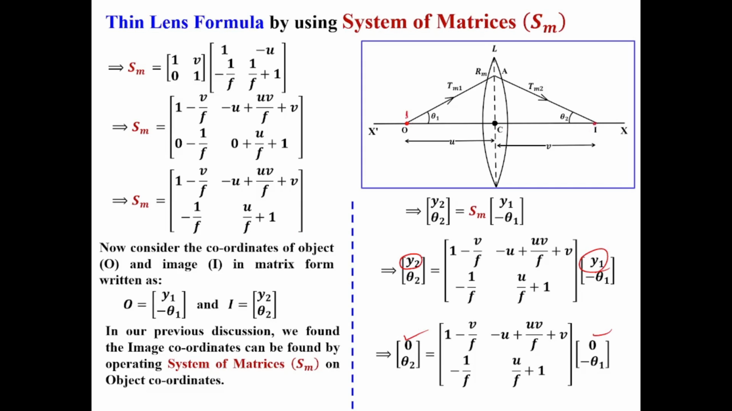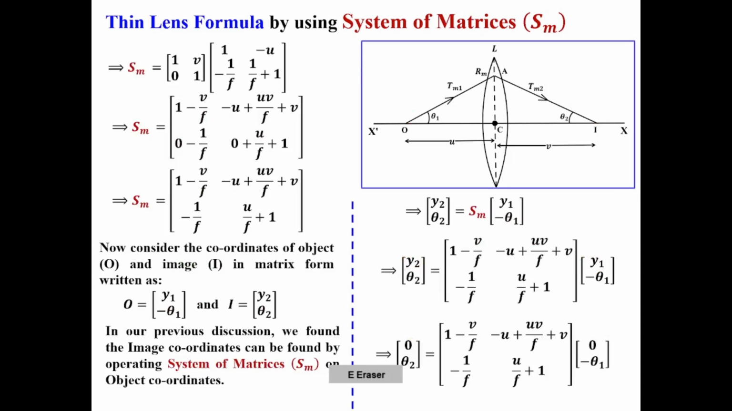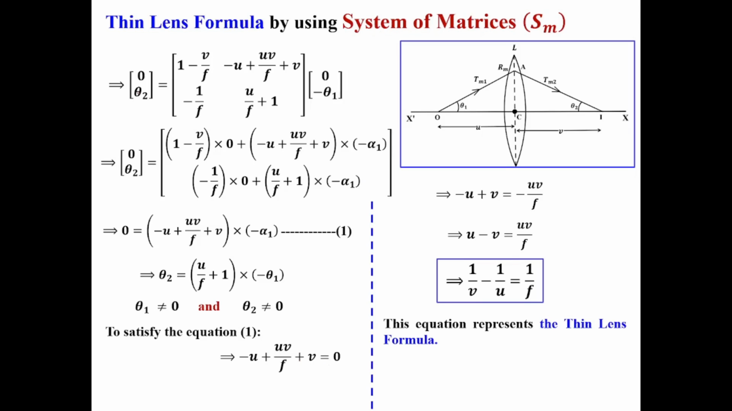There is no height. If I consider this figure, this object has some height, yo, but here it is considered a point object. That means y2 is a point image. Obviously point object means point image, so for the point object and image, the y2 and y1 values will be 0. Now 0, theta 2, here I just multiplied these two matrices.